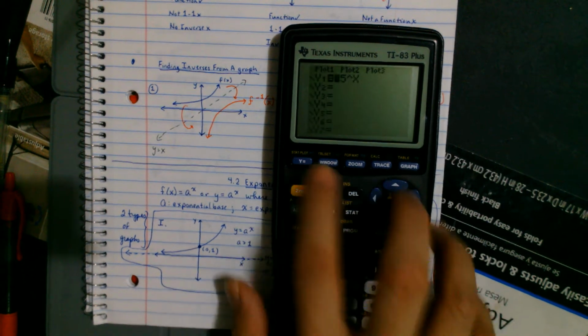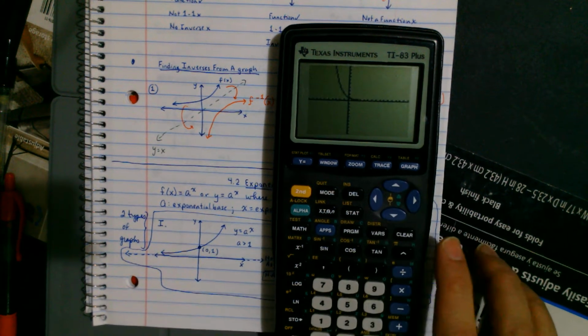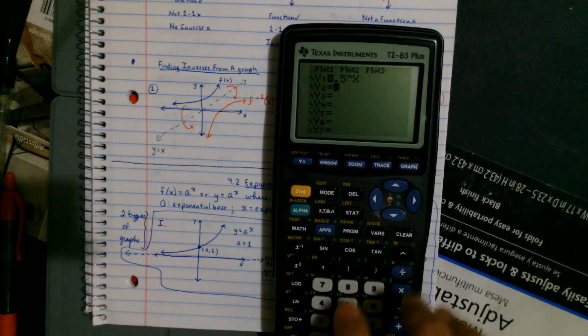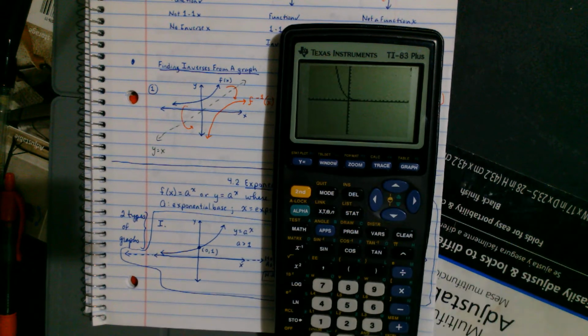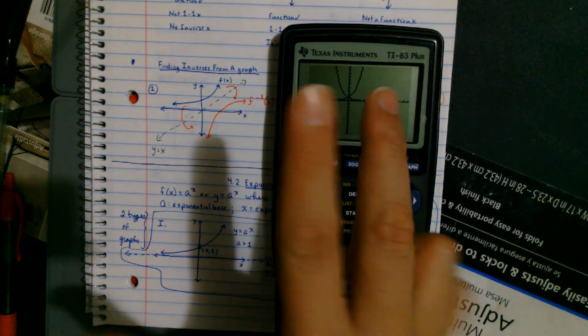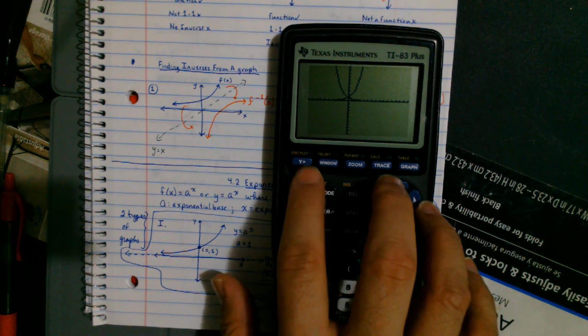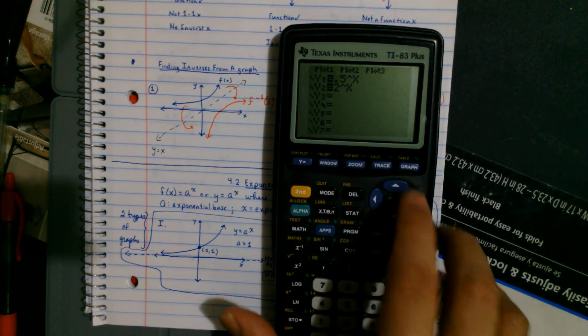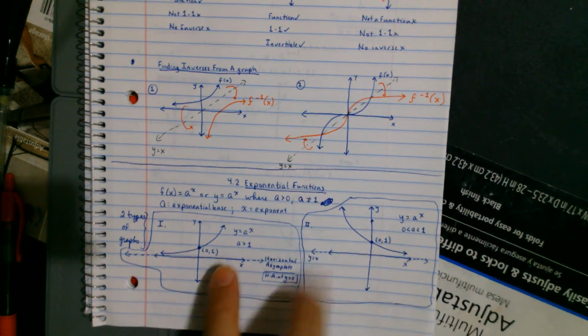So essentially, if the base is less than 1, it goes down. If it's greater than 1, it goes up. So these guys are actually flips along the y-axis of each other. It's actually kind of cool. So again, I just wanted to point that out. Let me go ahead and clear that and get you back to the picture here.